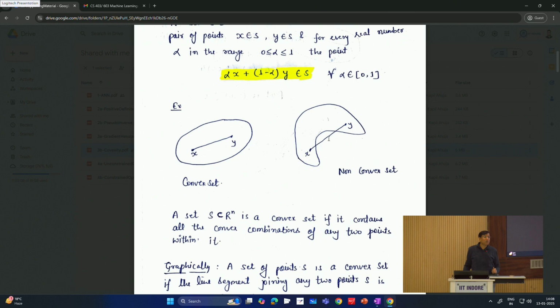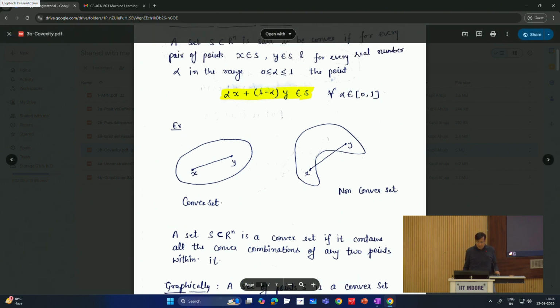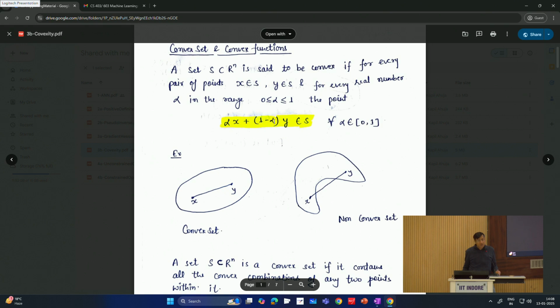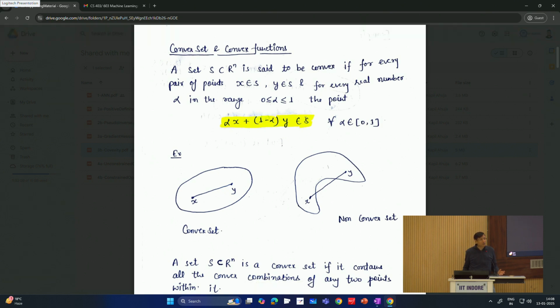So now we talk about what is a convex function. The way I've drawn it, I can only show you in 2 dimensions, but this works in n dimensions as well. So to write it in n dimensions, this is how you write: alpha x plus 1 minus alpha y belongs to the set. This is the equation of the line. Now x is n dimensional and so is y. Alpha is a scalar which decides where you are on this line.